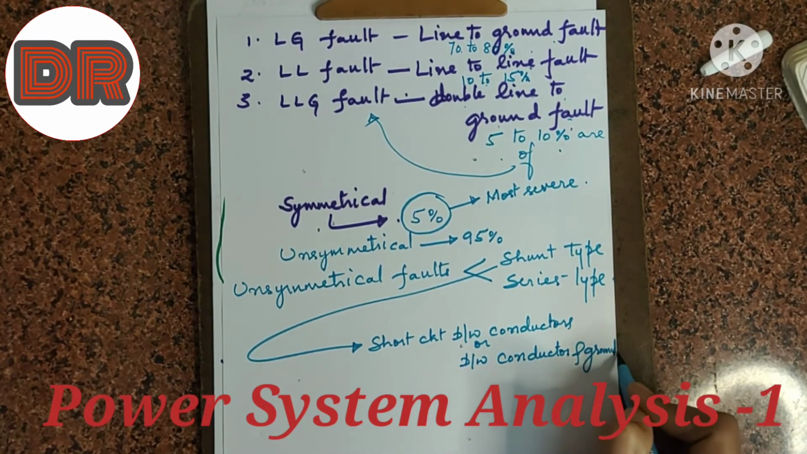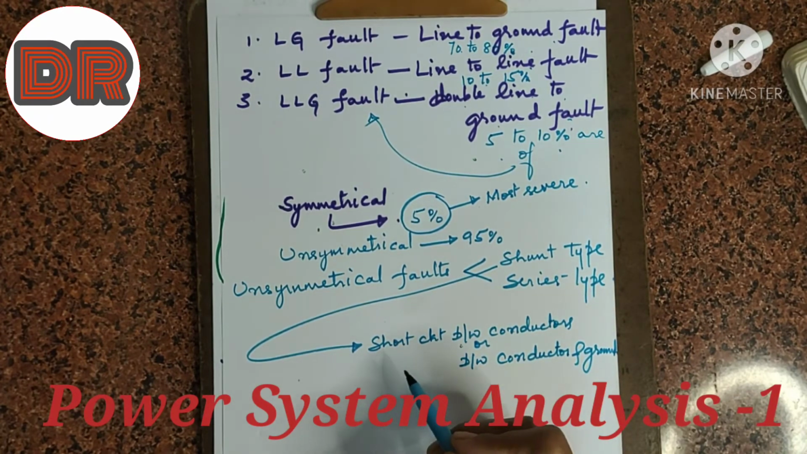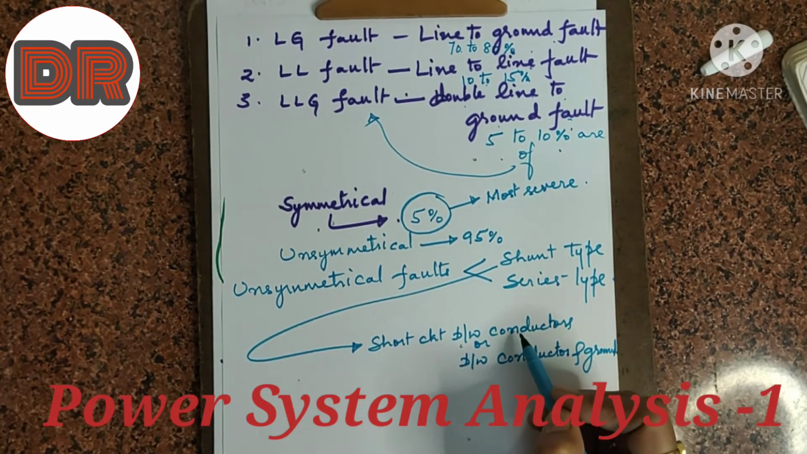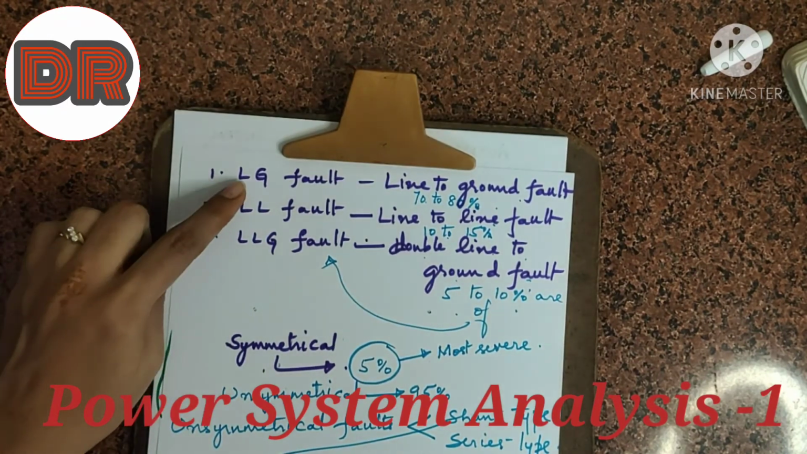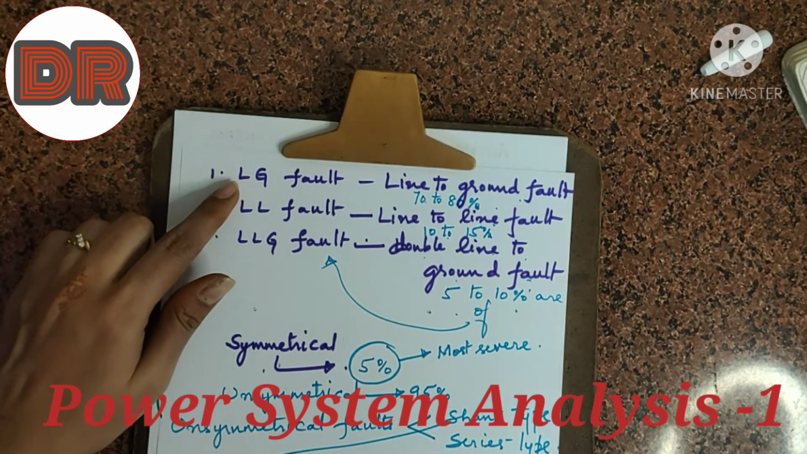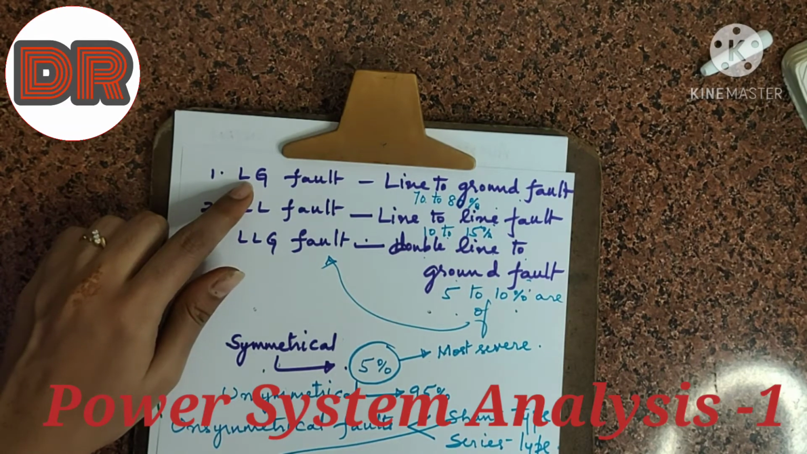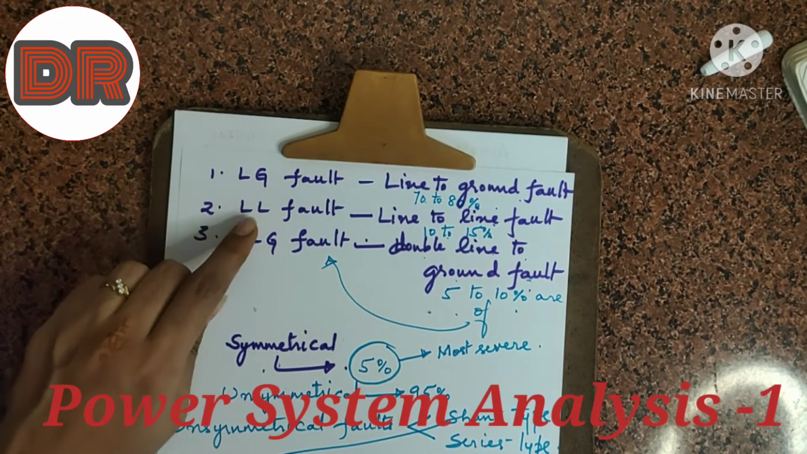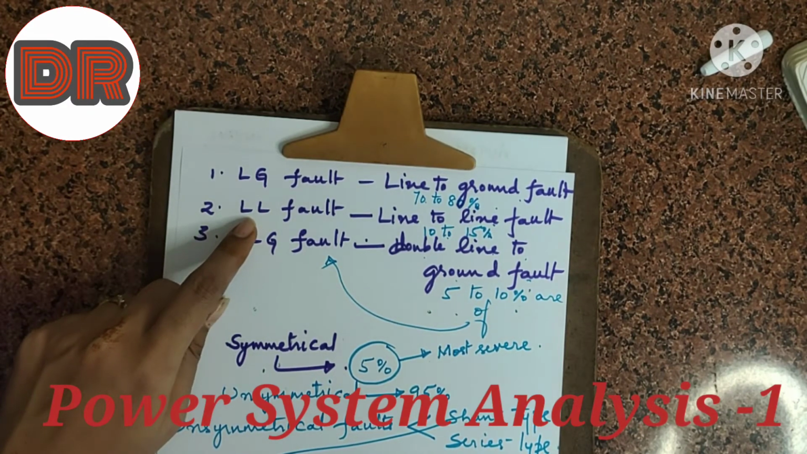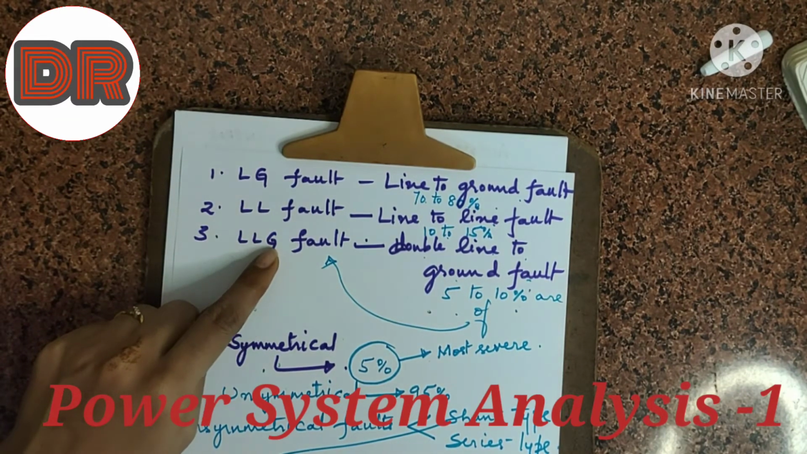Shunt type of faults are nothing but a short circuit between two conductors, or a short circuit between conductor and ground. So here we said LG fault is line to ground fault. This is a short circuit between a line, that is nothing but conductor, and ground. So this is shunt type. LL is also shunt because it is between two conductors. LLG is also shunt. So all these are shunt type of faults.